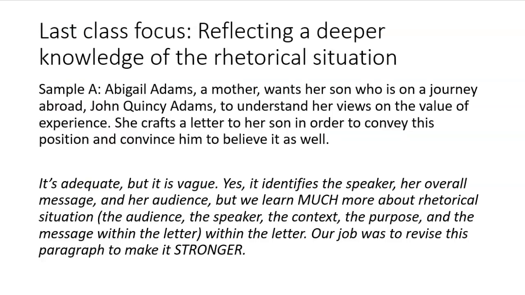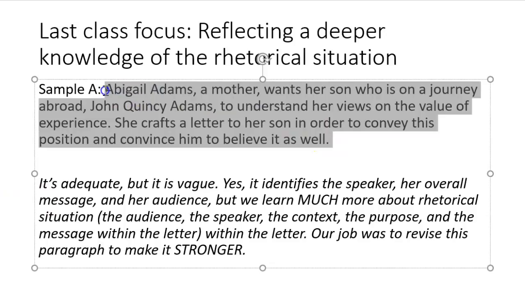So last class, we took time to come up with that after reading the prompt, and we came up with a basic summary of the rhetorical situation, which you see highlighted here. Abigail Adams, a mother, wants her son, who is on a journey abroad, John Quincy Adams, to understand her views on the value of experience. She crafts a letter to her son in order to convey this position and convince him to believe it as well. This is an adequate summary, but it is vague.